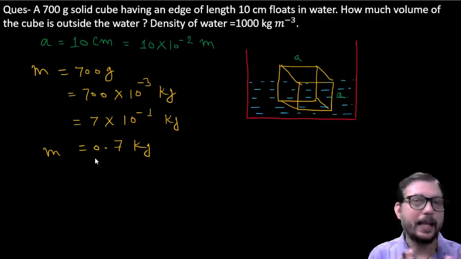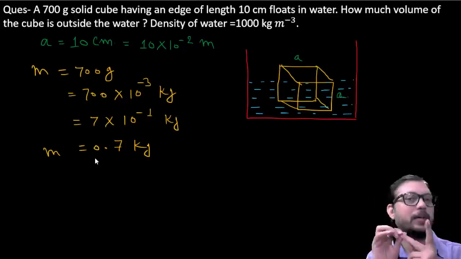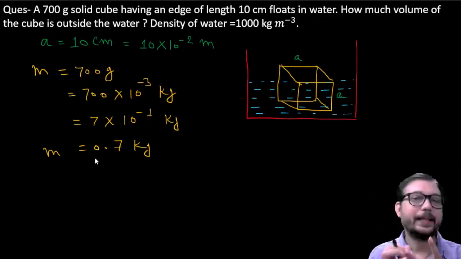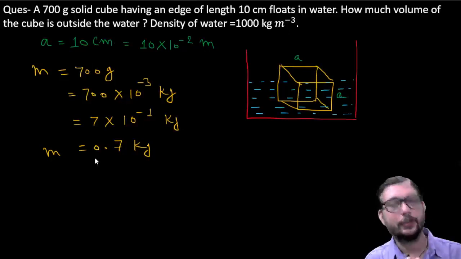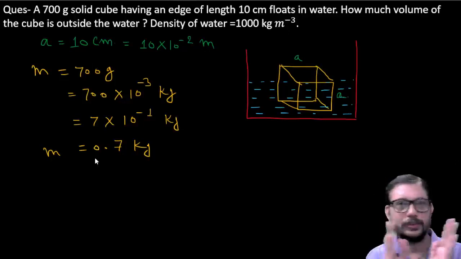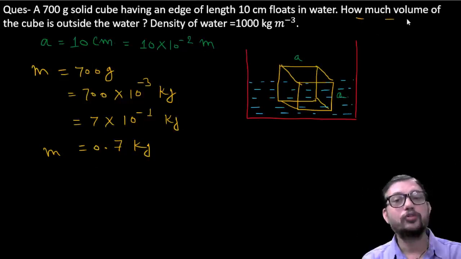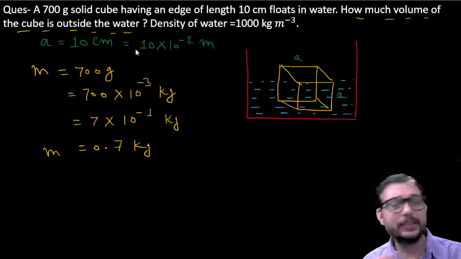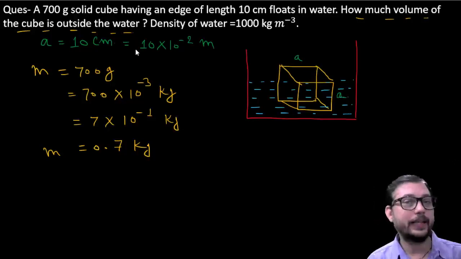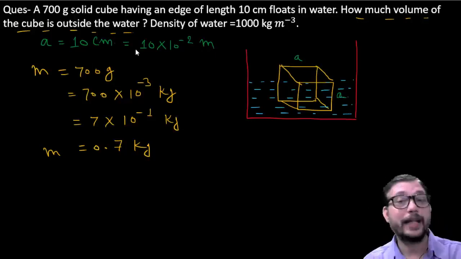Okay, so we have two things. First is the mass of the cube, and second is the edge of the cube. So this is the first line of the question. Now, how much volume of the cube is outside the water? Firstly, we will calculate the actual volume of that cube.